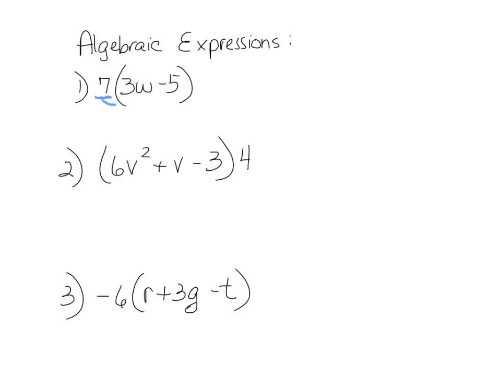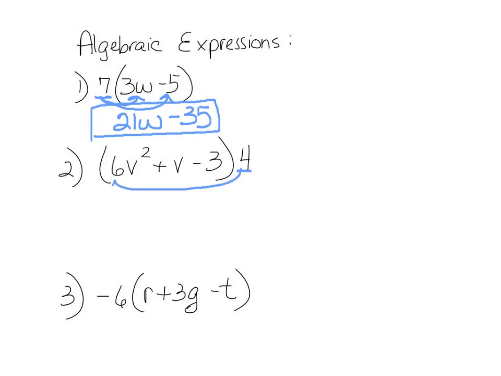So 7 will be distributed to the 3w and to the -5. So 7 times 3w is 21w, and 7 times -5 is -35. And these two are not like terms, so they cannot be combined. Okay, let's do this one.